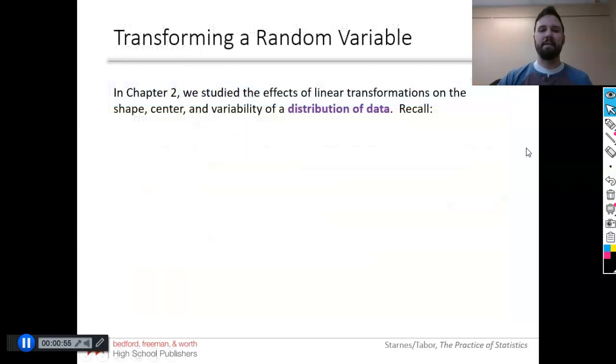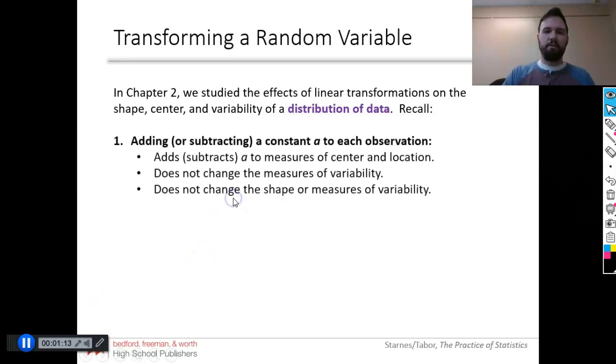It is not. This goes back to Chapter 2. In Chapter 2, we learned that if we have a distribution, because these are all distributions too, recall from the last video, that if you add or subtract a constant, that changes the center, and it does not change variability, and it does not change the shape of the function.